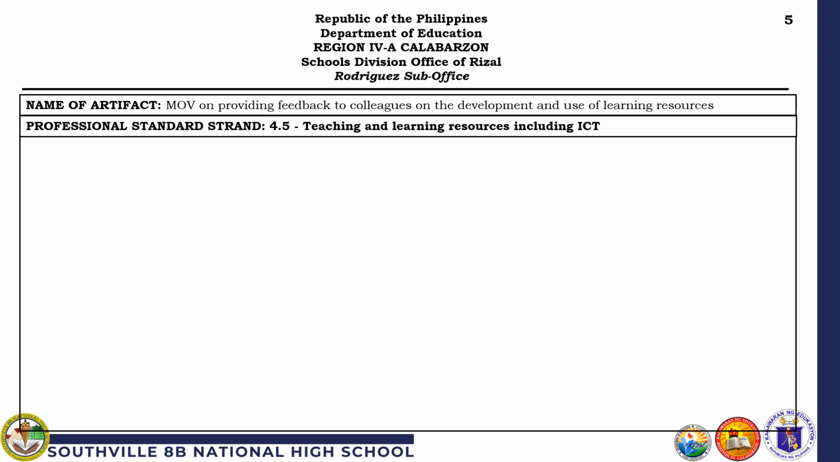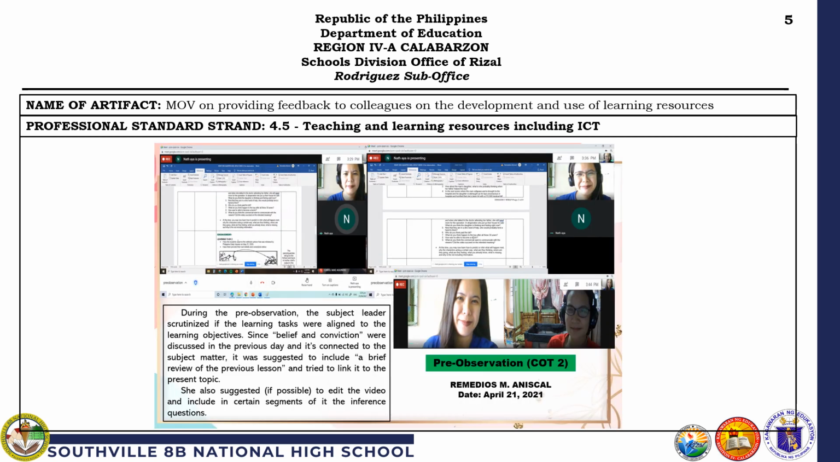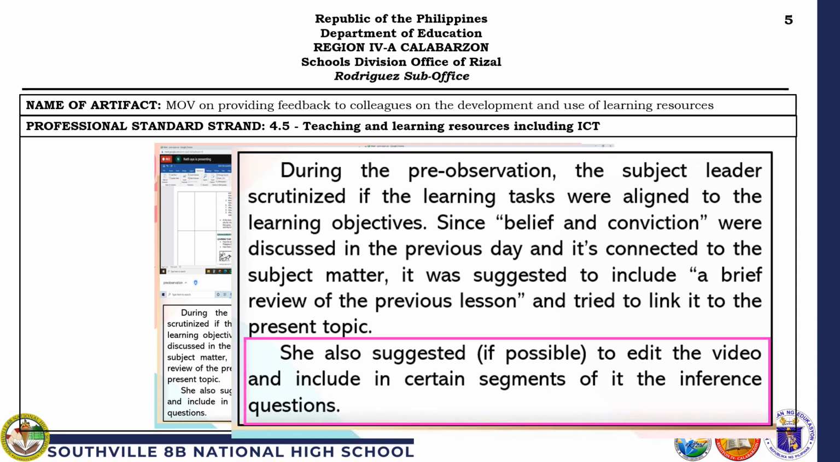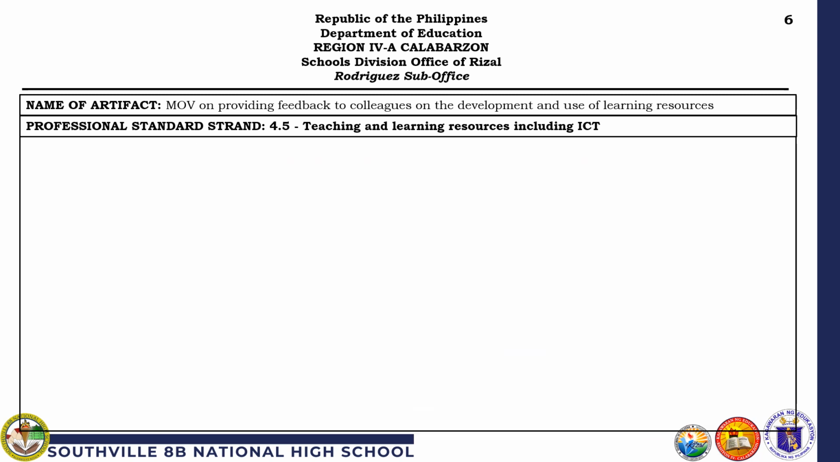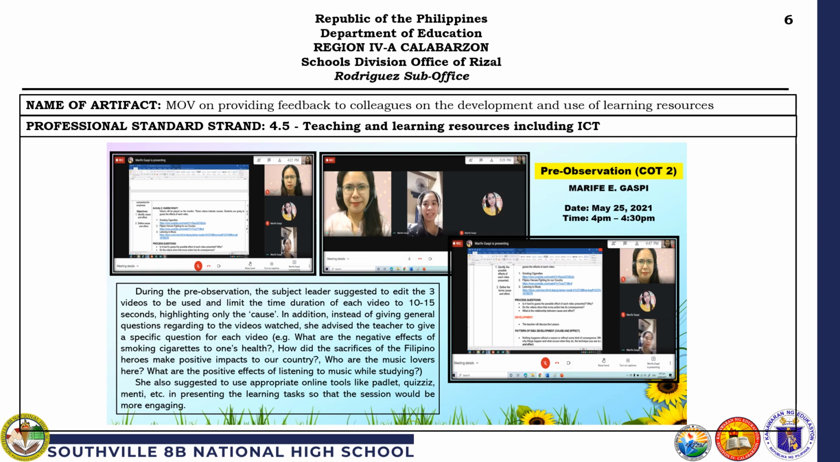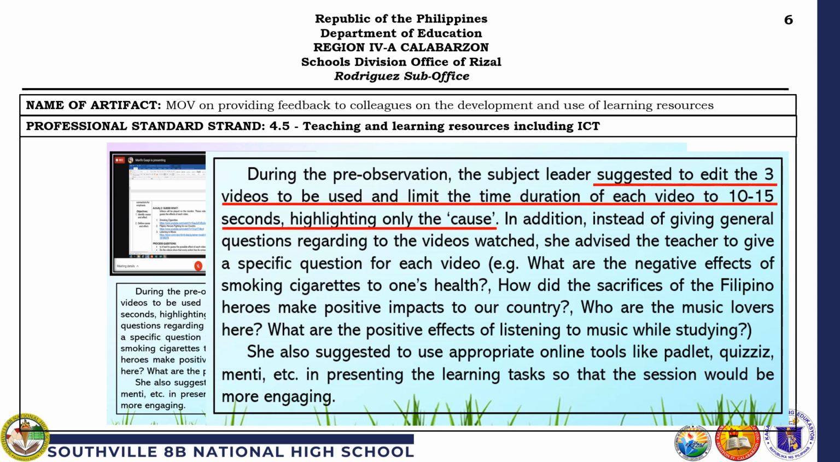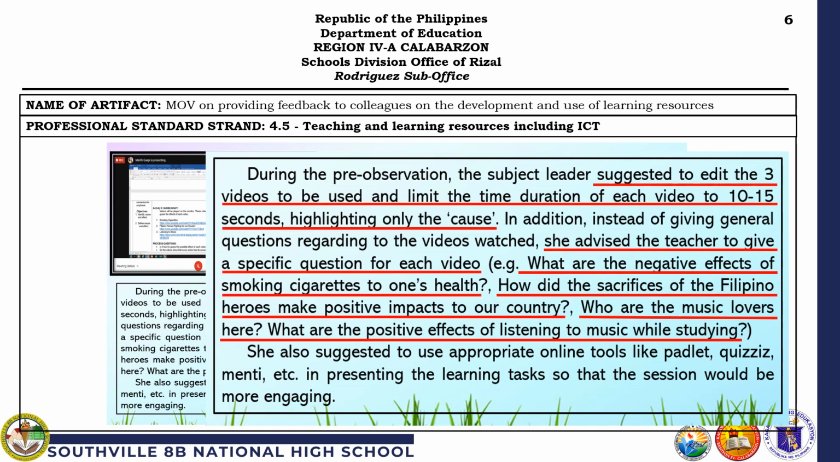For this artifact, I chose to insert the two photo documentations of the pre-observation I had with my colleagues. This is the first photo documentation of the pre-observation. I do not include annotation because the advice I gave is part of the photo documentation. This is the second photo documentation of the pre-observation I had with another colleague. Same in the first MOB, I do not include annotation because the advice I gave is already mentioned in the documentation.